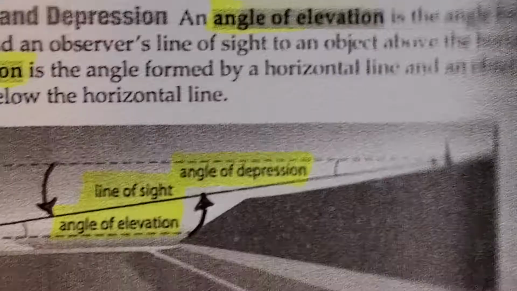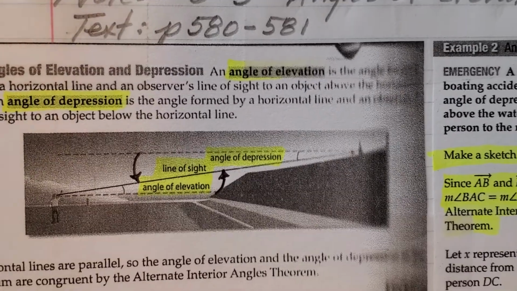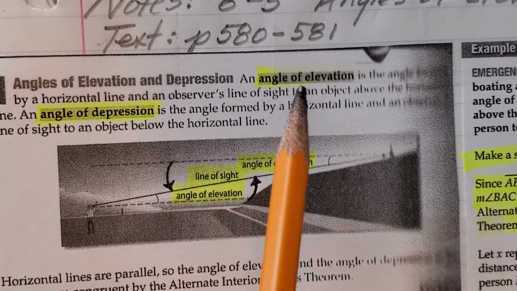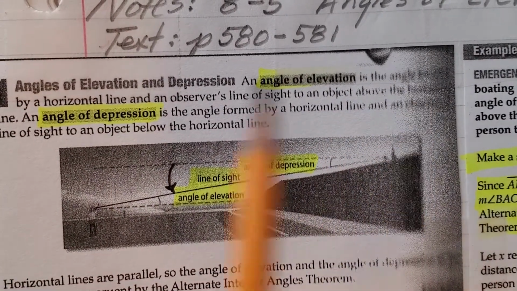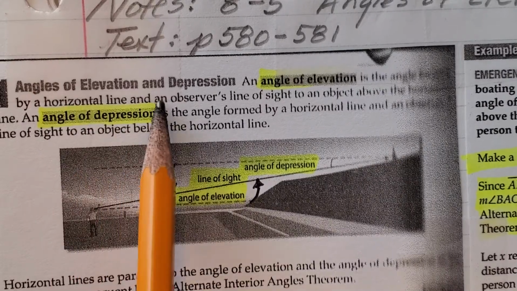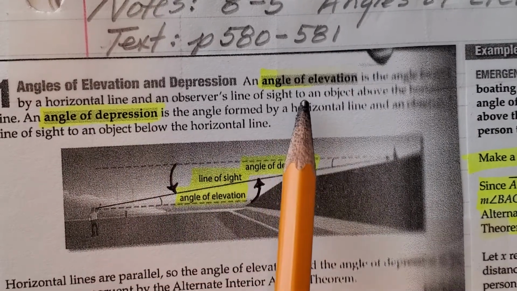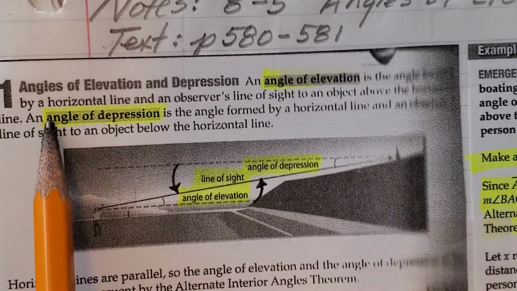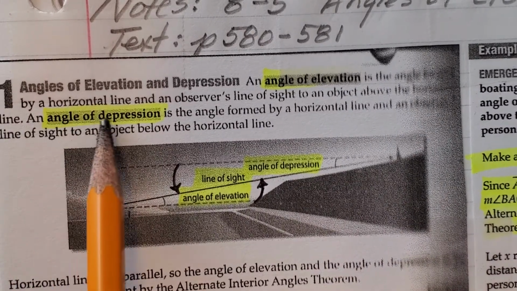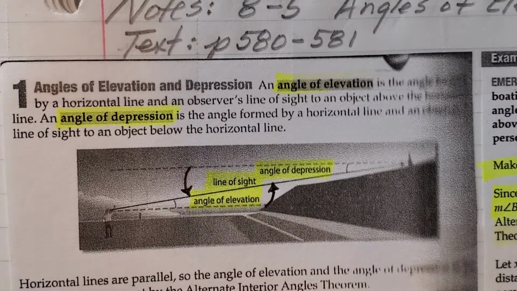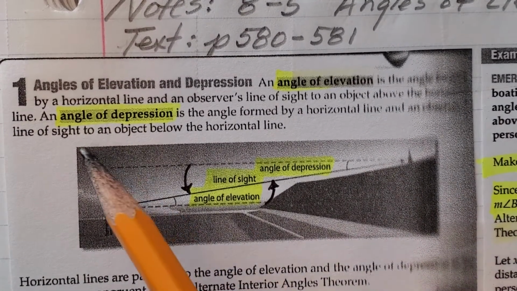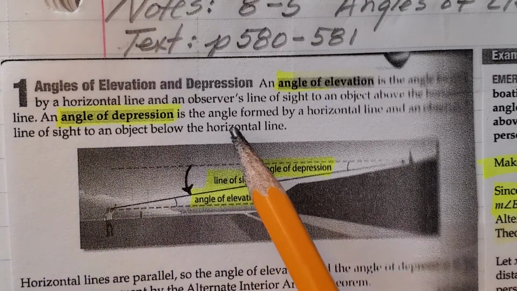So here we go. Angles of elevation and depression. An angle of elevation is the angle that's formed by a horizontal line and an observer's line of sight to an object above the horizon line, the horizontal line. An angle of depression is the angle formed by the horizontal line and the line of sight to an object below the horizontal line.